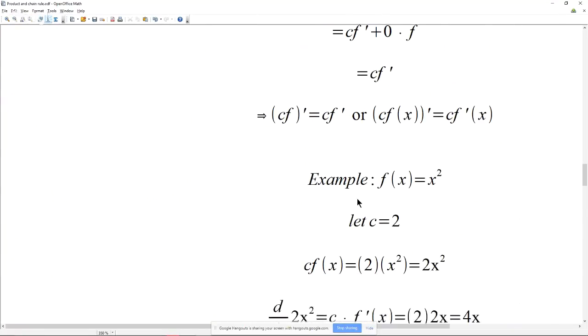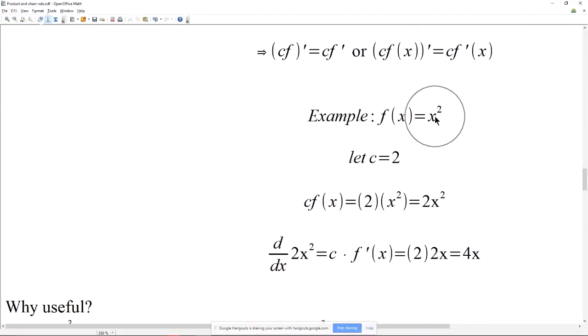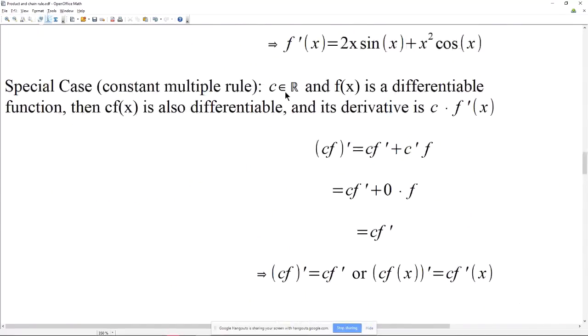Okay. So let's actually go through it and see if it works. Here's my example: f of x equals x squared. I use x squared a lot, by the way, because it's a very simple function. If it works for a simple function, you can see how it's used for other functions. So we have a constant C equals 2. 2 is a real number, so it satisfies the condition here.